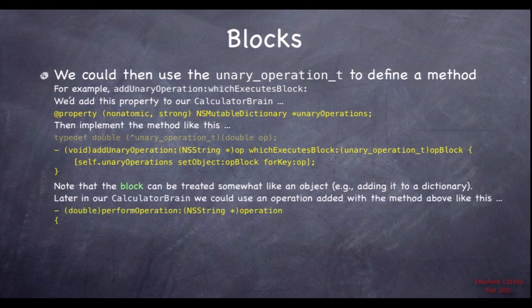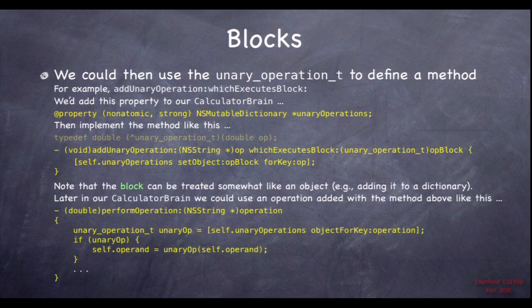Okay? So later then, if we had this dictionary whose keys were operation strings like "MOLTUAE" and whose values are blocks like return secret number, double value times the operand, then we could use it like this. Remember perform operation in your calculator brain? We could say unary operation T unary op equals look up this operation in our dictionary, right? So we're getting the block back out. It's type unary operation T. And then if it's not nil, in other words, we found it in the dictionary, then we're just going to say self.operand equals unary op, the operand.